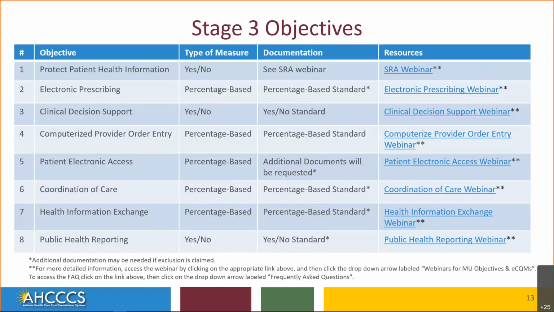As you can see for objective 1, protect patient health information, we're telling you to go and look at the SRA webinar. In the far right column is the resources that you can click on to go to each of those presentations that have been created. And it's going to tell you what type of documentation is requested. For the second item, electronic prescribing, you can see in that fourth column over to the far right, it says percentage-based standard. That means that the provider should be submitting the percentage-based standard documentation.